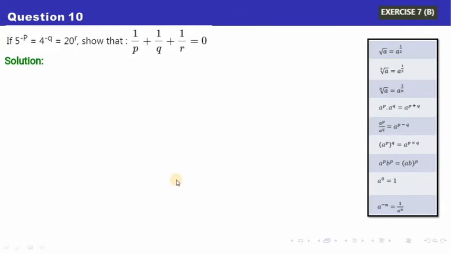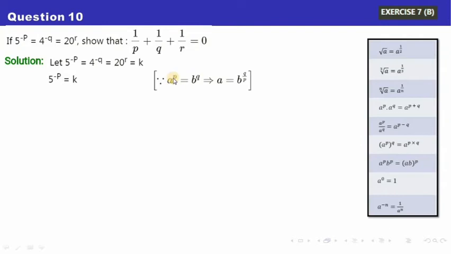Okay, so here we have another question which says if 5 to the power minus p is equal to 4 to the power minus q is equal to 20 to the power r, we need to show this thing. So without wasting much time, this is given to us. So I am taking this entire thing to be equal to k. If this entire thing is equal to k, then this must be equal to k, isn't it? Now here 5 to the power minus p is equal to k. I am now going to use this formula. This is a new formula for you, but actually this formula is also part of your laws of exponents, or laws of indices.